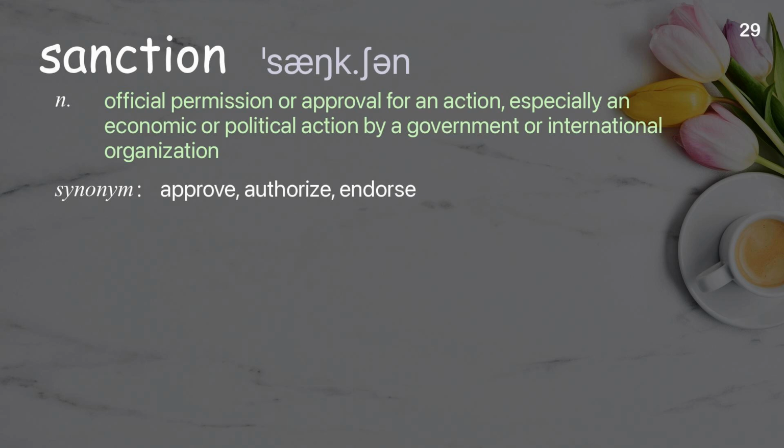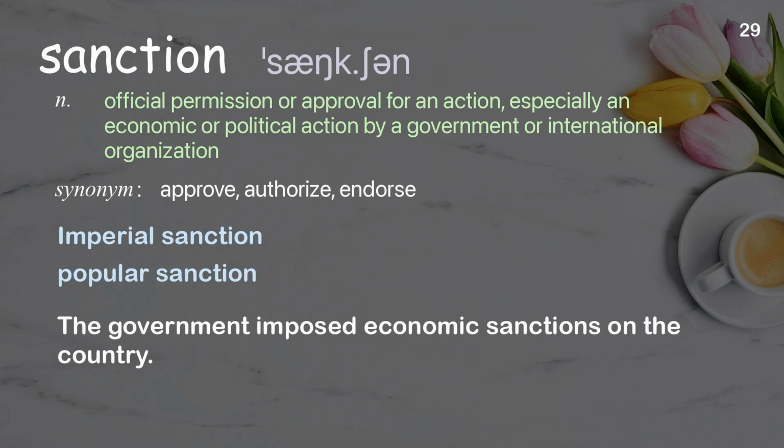Sanction. Official permission or approval for an action, especially an economic or political action by a government or international organization. Examples: Imperial sanction. Popular sanction. The government imposed economic sanctions on the country.